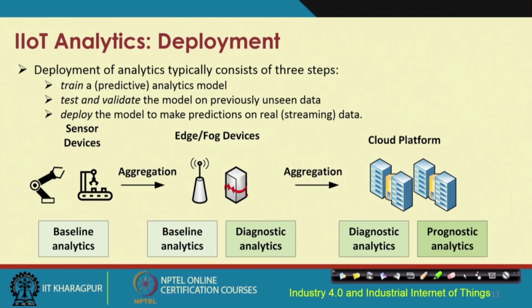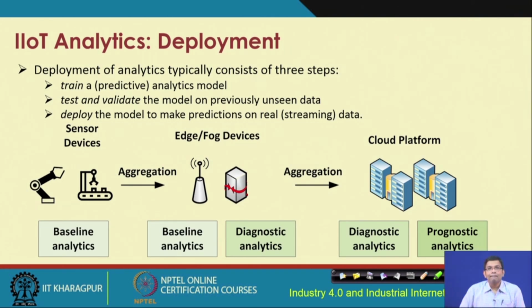Talking about the deployment, deployment of analytics typically consists of different steps. First, you have to train. If we are talking about some kind of predictive analytics, you have to train a model and then test and validate that model on some previously unseen data, and thereafter deploy that model to make predictions on an actual data set which is being streamed in real time. So, this is what is going to happen.